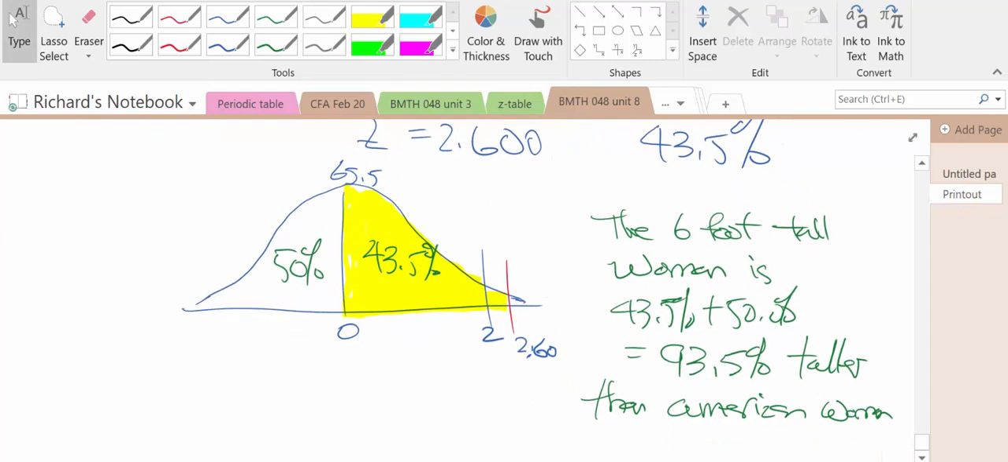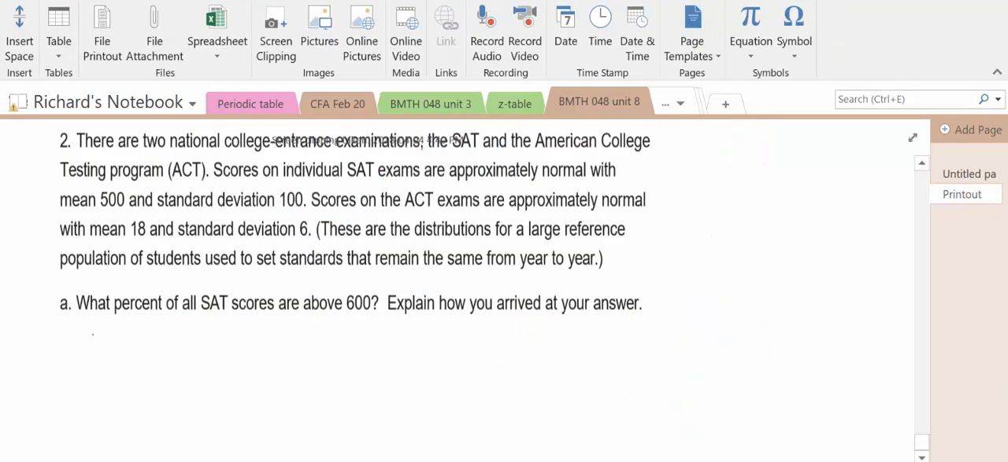Another way I could look at this is she's in the top 6.5% in terms of height. Okay, two national college entrance exams, the SAT and the ACT. So the first question is, what percent of all SAT scores are above 600? Explain how you arrive at your answer.